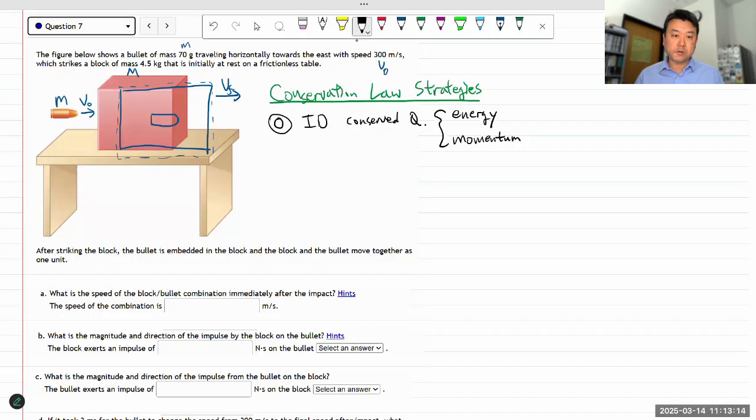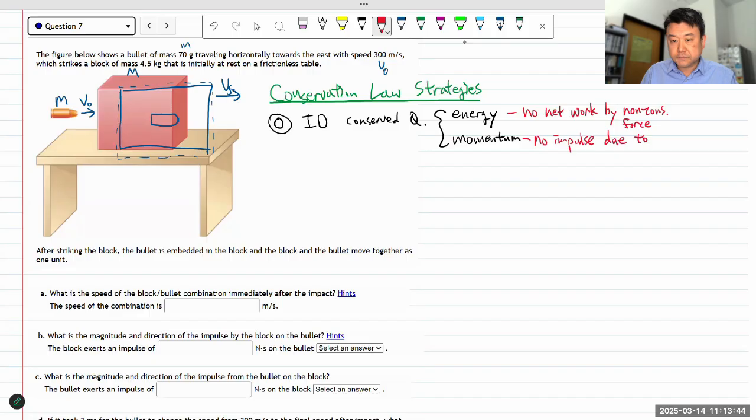And in the lecture, you've been told the conditions that are necessary for conservation of energy and momentum. For energy, the condition you need is no net work by non-conservative force. And for momentum, the condition you need is no impulse due to external force, or I guess net external force. Now, having said all this, there's one other thing you have to be careful about when it comes to energy conservation. Sometimes the problem won't explicitly tell you that you have these non-conservative forces. So you need to figure it out from reading the question.